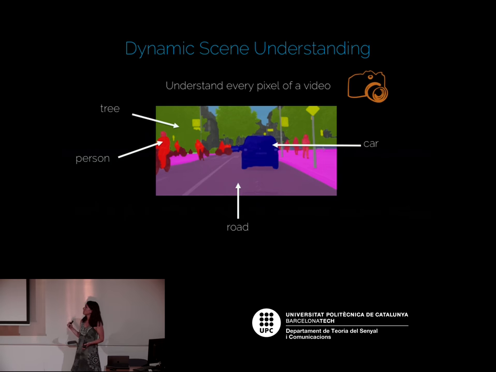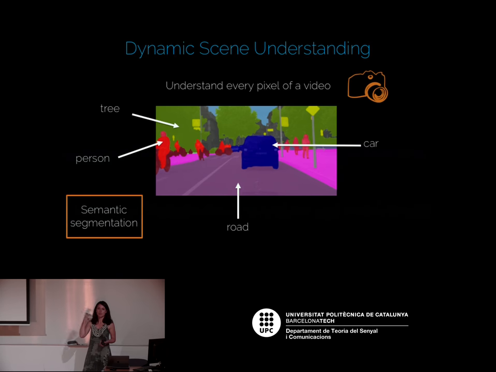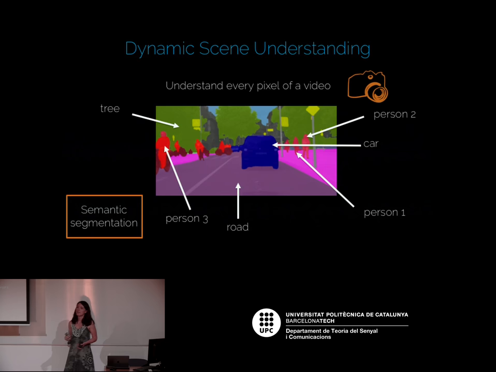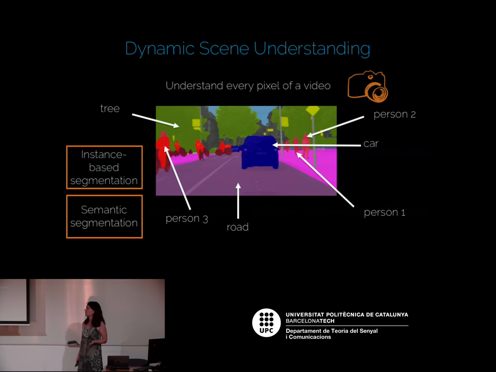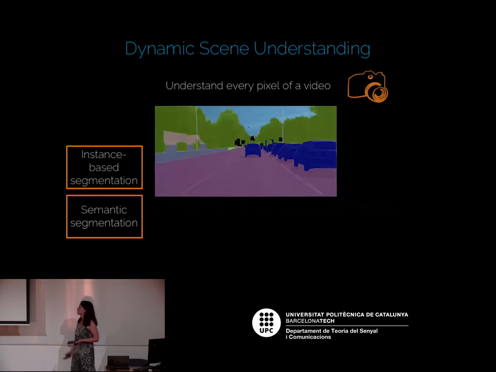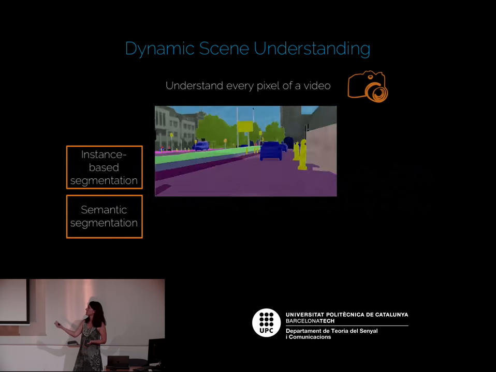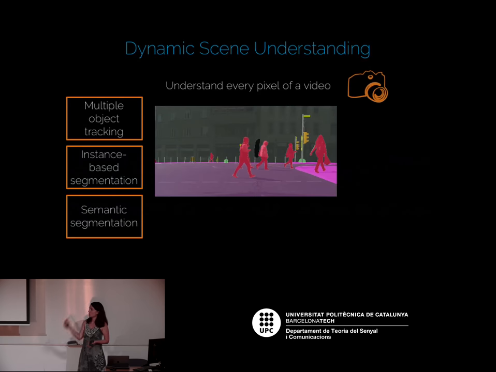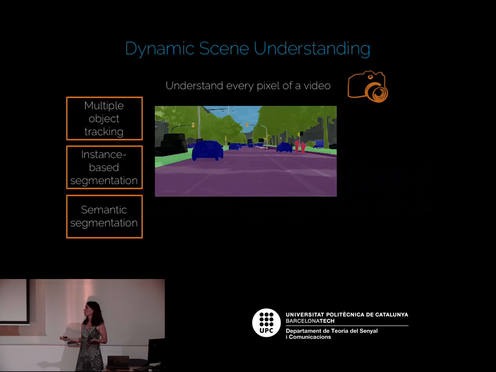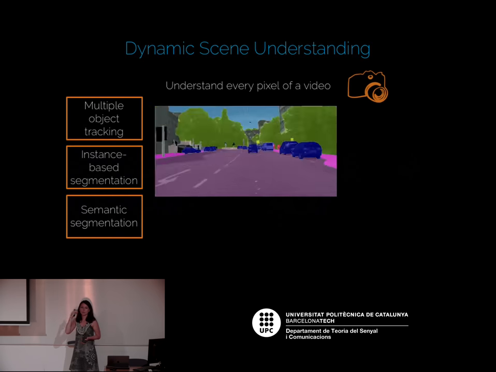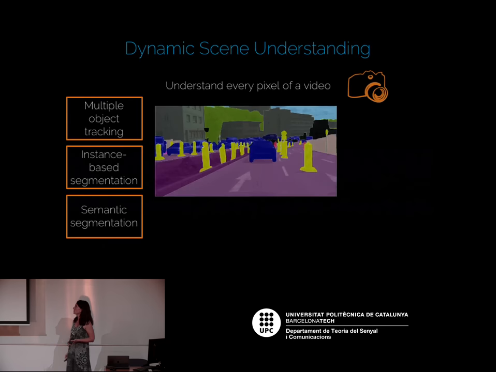So for full dynamics understanding, we need to analyze every pixel of a video. And this means not only semantic segmentation, which happens at the image level, but also identifying each of the semantic classes into, for example, different instances, different persons, which is instance-based semantic segmentation. And finally, dealing with videos. So dealing with different frames that have exactly the same semantic classes that are moving along, and therefore matching the semantic classes, the instances, from one frame to the other. And this last part is what I'm going to talk about right now, so how to perform this matching from one frame to the other.